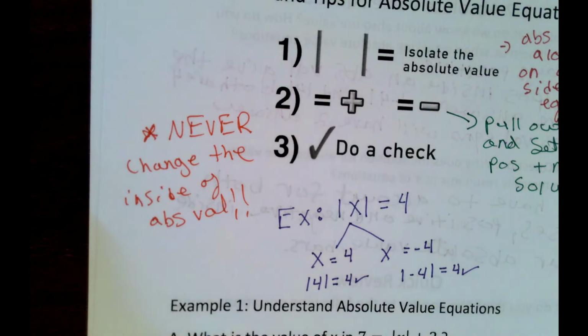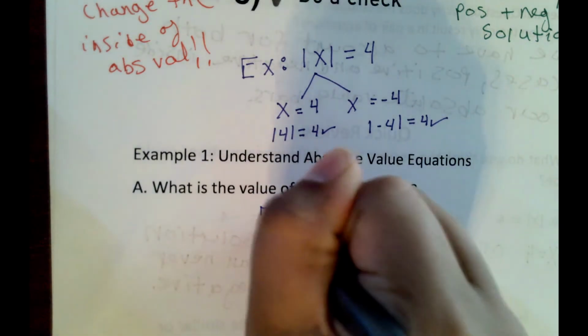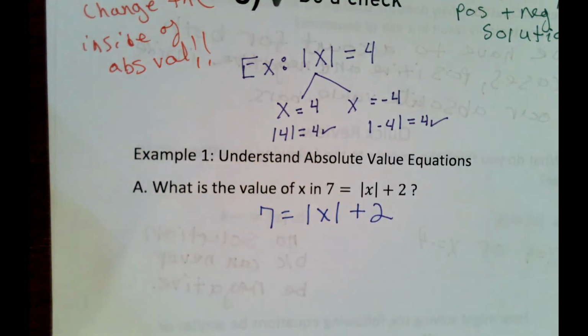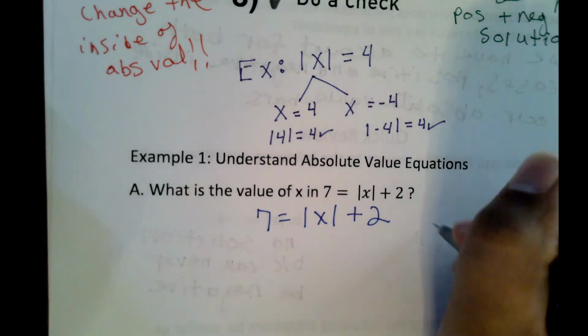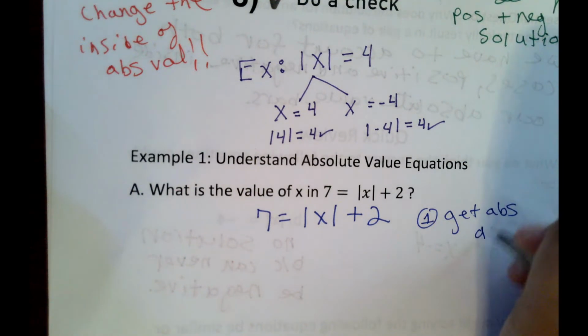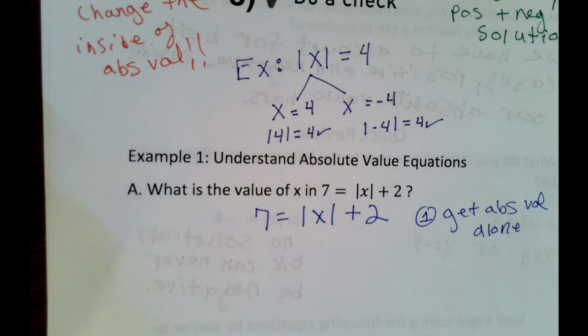Alrighty. So take a look at number 1. We have the absolute value of x plus 2 equals 7. So first things first, I'm going to rewrite it. Our first step always with absolute value equations is get the absolute value alone. Well, to get our absolute value alone, the 2 is what's bothering. So how do we get rid of it?